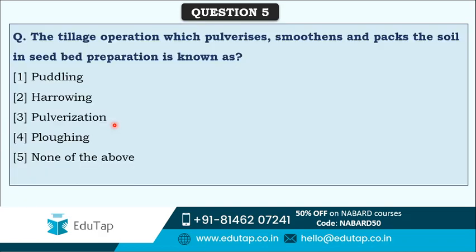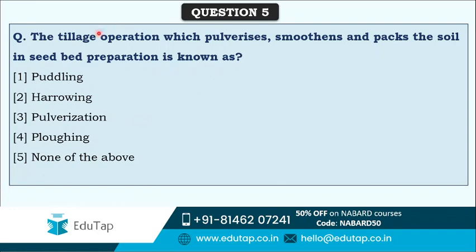Now we have last question for today's video. The tillage operation, which pulverizes, smoothens and packs the soil in seedbed preparation, is known as what? So you have to keep in mind that this is the kind of tillage operation, and this operation pulverizes, smoothens and packs the soil in seed bed preparation. Options are puddling, harrowing, pulverization, plowing, or none of the above.